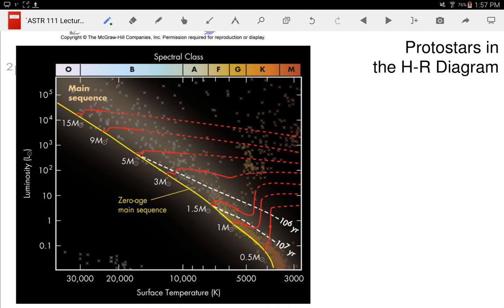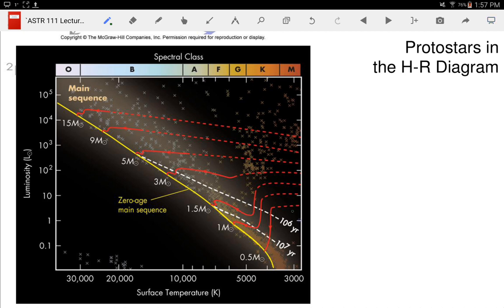And when it gets hot enough in the core for fusion to begin, that's when it truly becomes a star. When fusion in the core begins, it goes from being a protostar to a star. And like I said, it clears away the atmosphere and you can see things. Now the thing I want you to notice on this graph is the time.